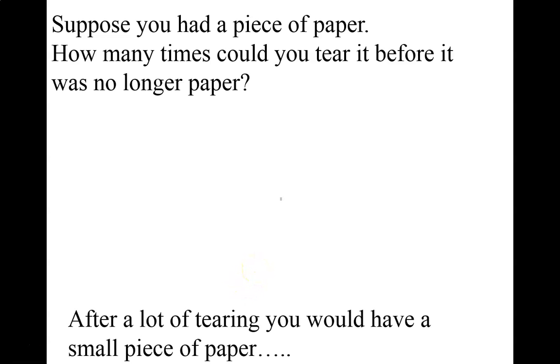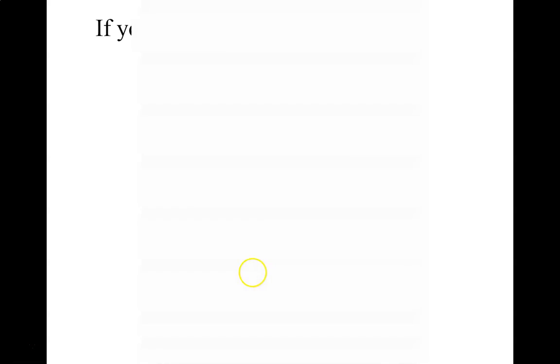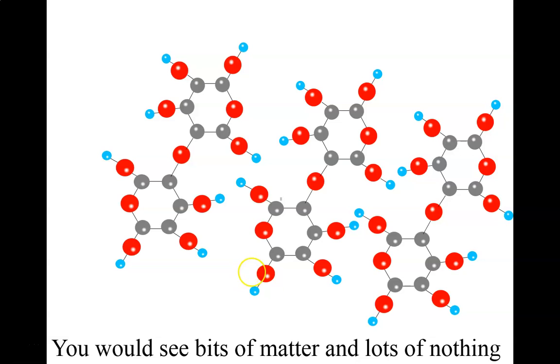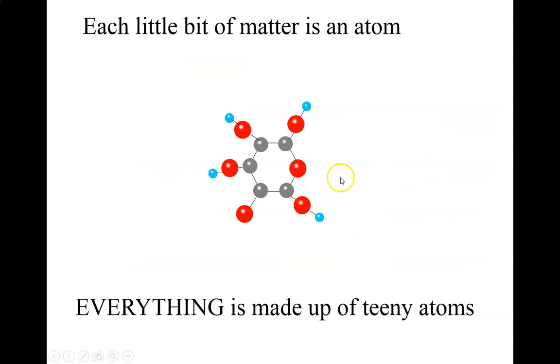So after physically tearing it with my fingers, what I'd have is a really small piece of paper. But if I were to zoom in with a good enough microscope, probably a scanning electron tunneling microscope, you would actually see that there's bits of matter surrounded by lots of nothing. And these little bits of matter are called atoms, and they come in different flavors. They group together, or they bond with each other, to form molecules. So everything is made up of atoms. Everything except nothing is made up of atoms surrounded by nothing.